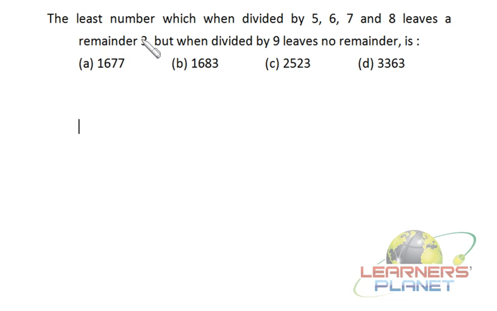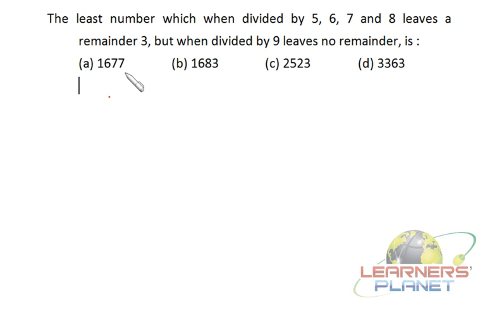Now in this problem, the least number which when divided by 5, 6, 7 and 8 leaves a remainder of 3, but when divided by 9 leaves no remainder. Okay. Now straightforward, just apply the divisibility test of 9. I hope it would be very simple.